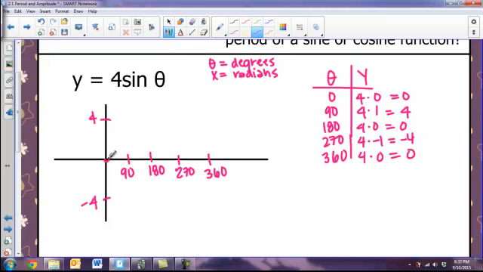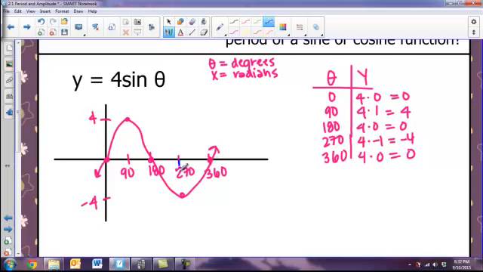So at 0, I'm at 0. At 90, I'm at 4. 180, 0. 270, negative 4. 360, at 0 again. Connect my dots. Ooh, that was good. I'm getting better at this. And so when you look here, you notice that nothing really changed about this graph. I still have the same cycle length, so the period is still 360, but now my amplitude has changed.